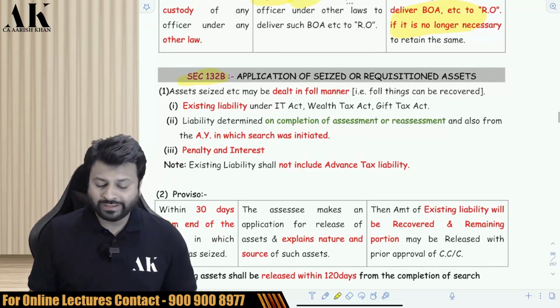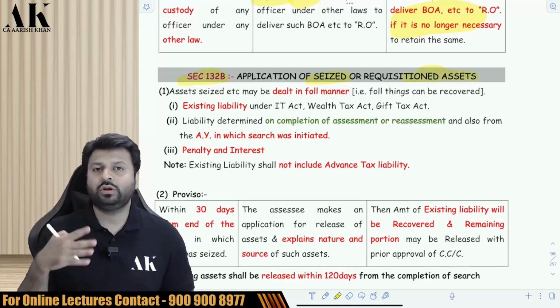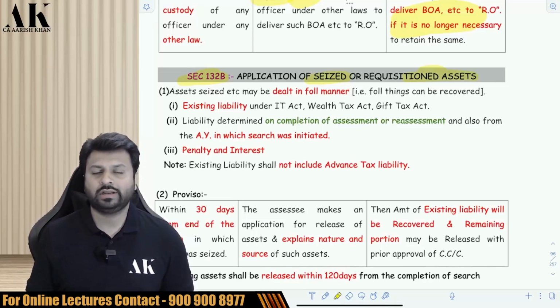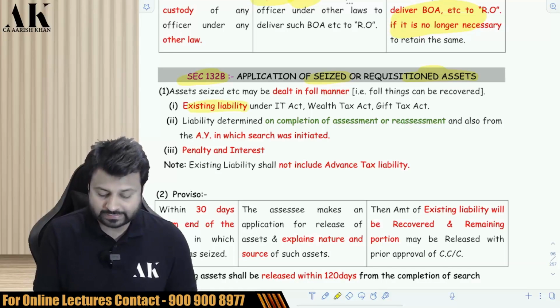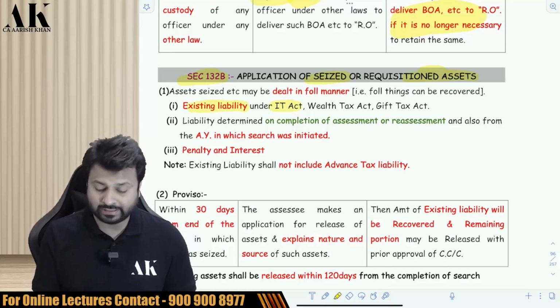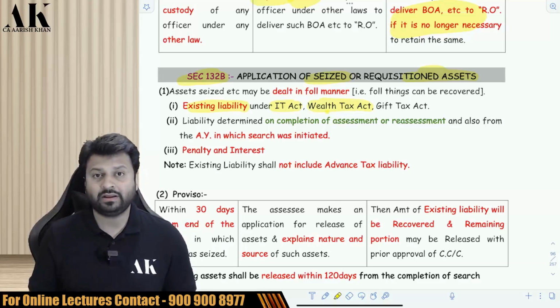Now, once the department has seized the asset, how are they going to recover the tax and which taxes are they going to recover out of it? So they can recover your existing income tax liability out of your seized asset. They can recover your wealth tax liability out of your seized asset.